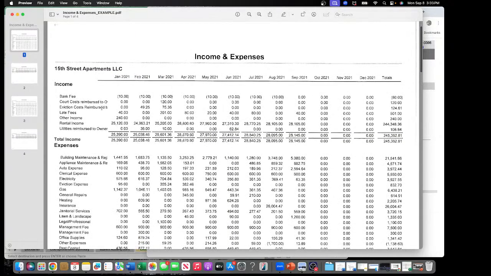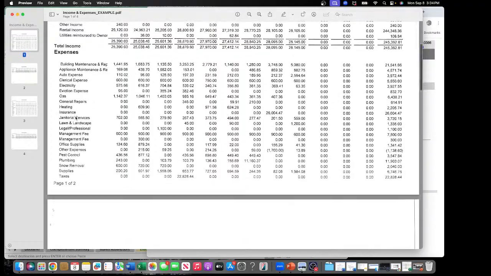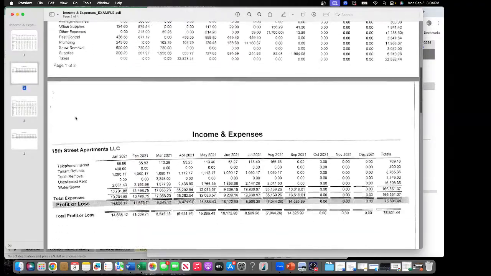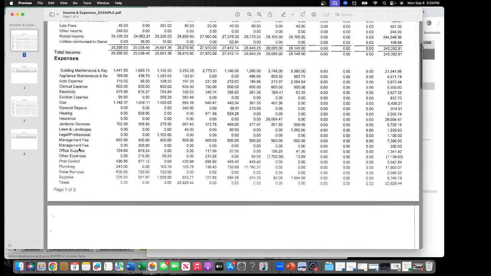This is where you can start jumping in and figuring out, okay, where's the extra income? You can see here, this guy's extra income from other income, late fees, eviction costs, etc. And this is where we start looking into the expenses: building maintenance, appliance maintenance, auto expenses here. Auto expenses won't really apply to everybody. That should be another write-off that some accountant's taking. Clerical expenses, electricity here. So this is where we can start playing with this and adding all of these numbers in to what it looks like here.